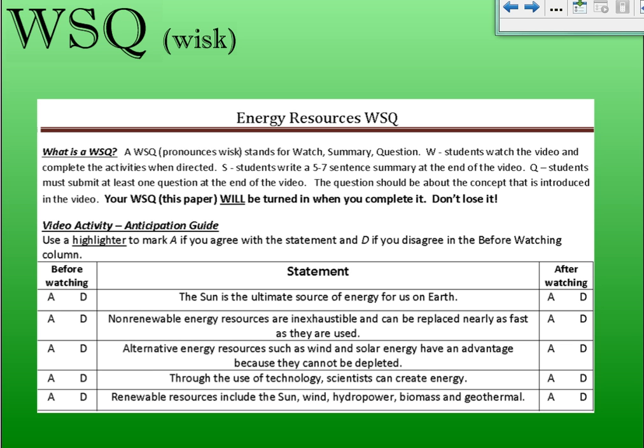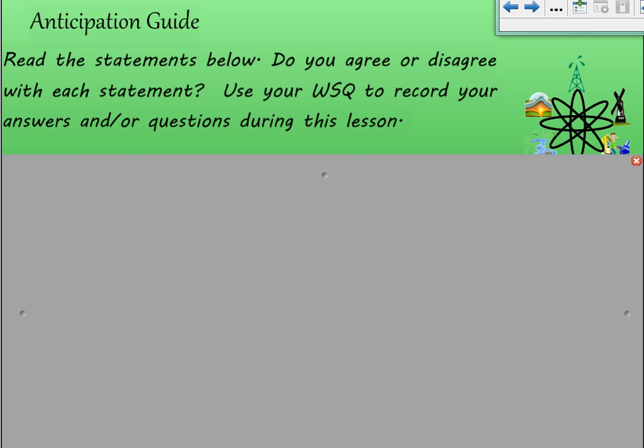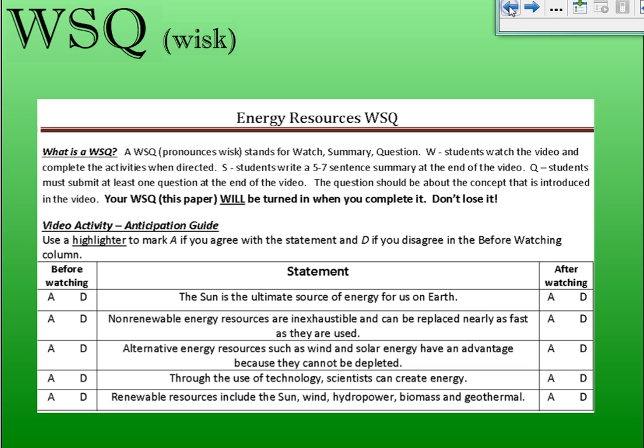We're going to start with the video activity, the anticipation guide. So what you see on your screen is what you should be looking at on your handout. You are going to read the statements and then decide if you agree or disagree with each statement. You're going to use your WISC to record your answers. Use a highlighter, and you will highlight A for agree or D for disagree. Make sure you're using the before watching column. This is the very beginning of the video.